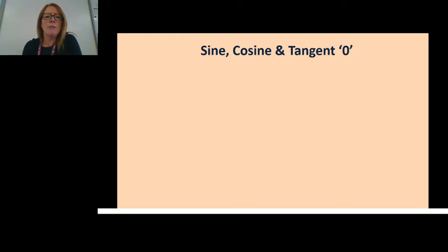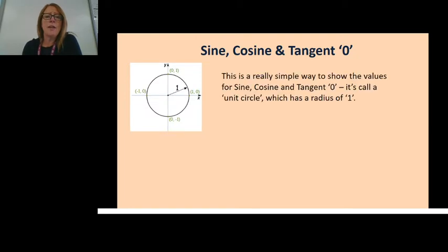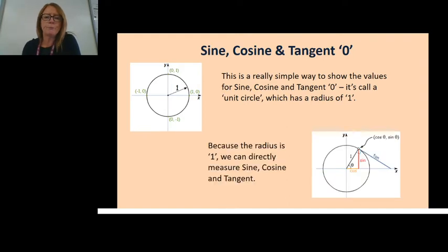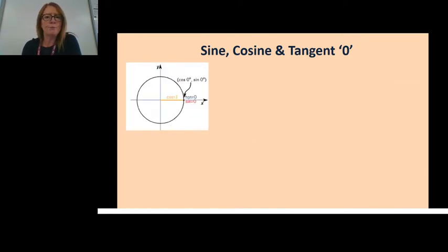Now, I'm going to go over sine, cosine and tangent for 0 first. Okay. Now, to do this, I use this really simple diagram. It's called a unit circle, and it shows the radius of 1. Now, because we know the radius is 1, we can directly measure sine, cosine and tangent for 0.